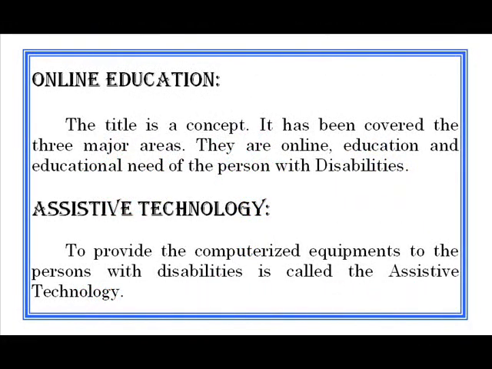Online education for the disabled. The title is a concept. It covers three major areas: online education, the educational needs of persons with disabilities, and assistive technology. Assistive technology is the computerized equipment provided to persons with disabilities.